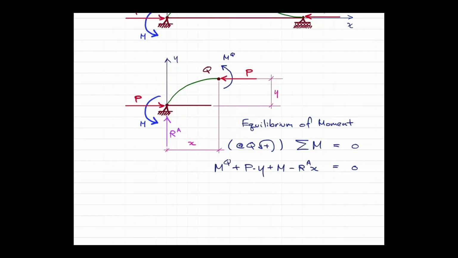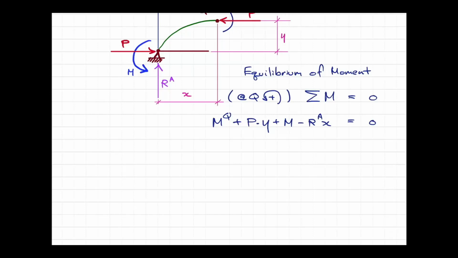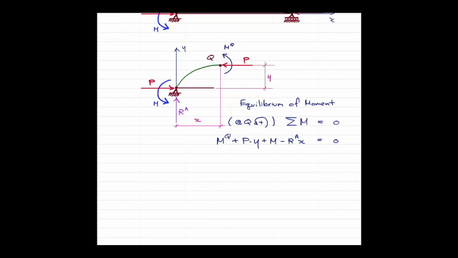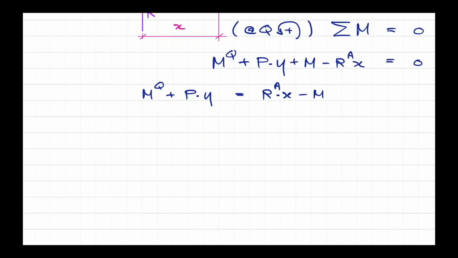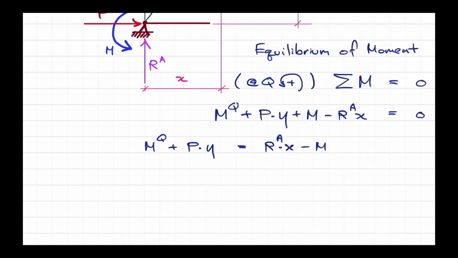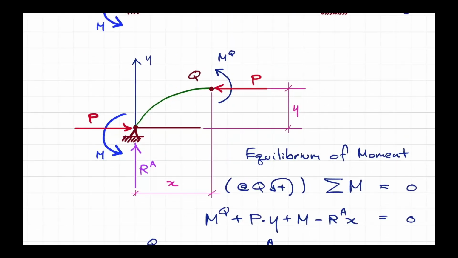Okay, so I did some sort of arrangement to make the MQ on the left hand side plus P times Y equals to RH times X minus M, and the MQ is actually right now what I assume over here.